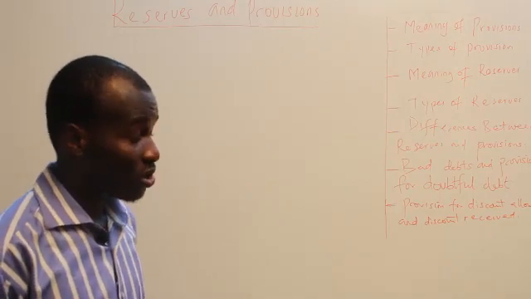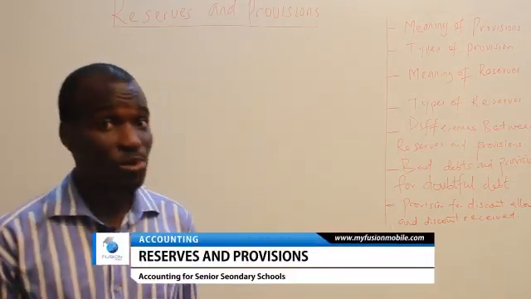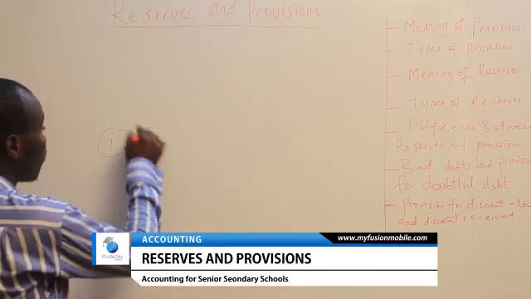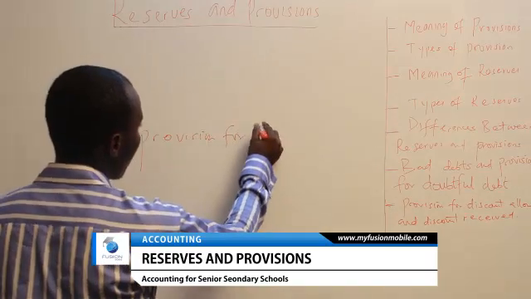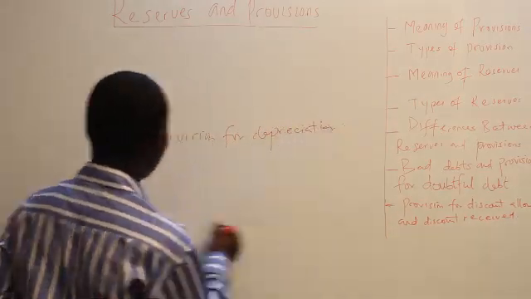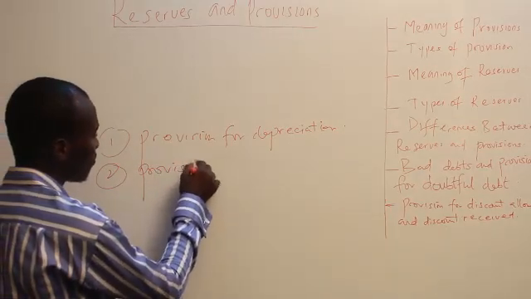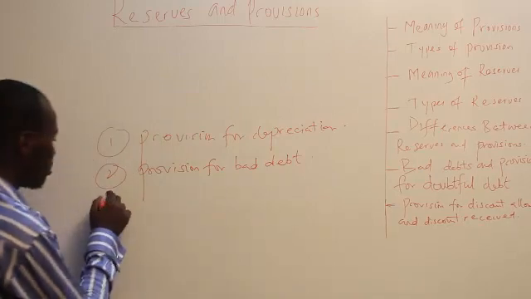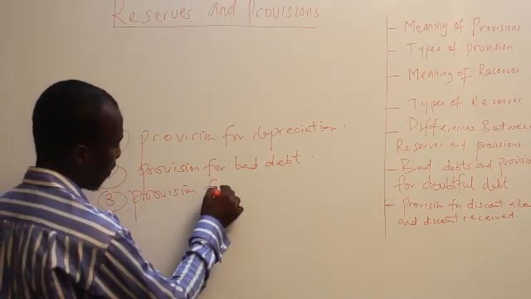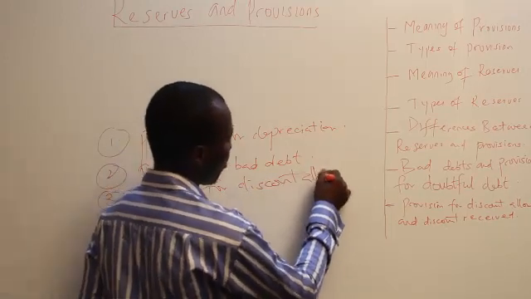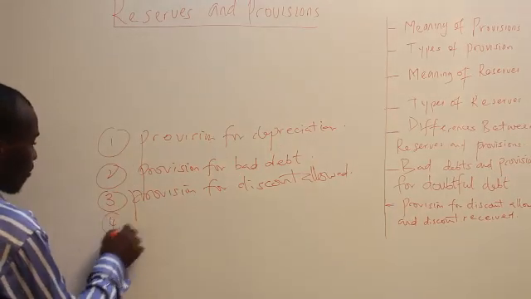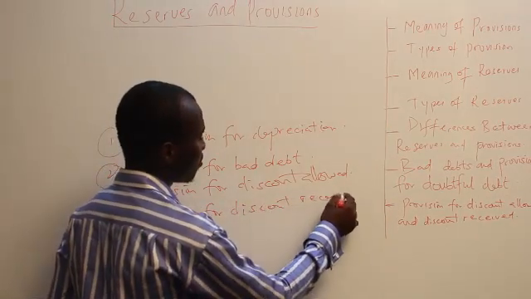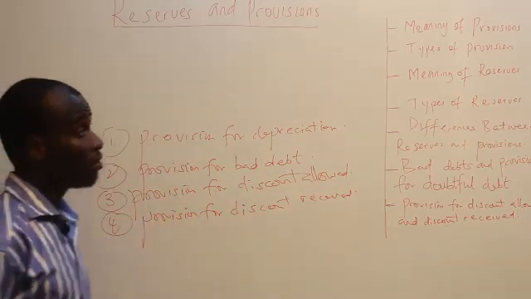Okay, we have the types of provisions. I said earlier, provisions are made against profits in order to meet some certain amount of liability, loss or commitment in the future. So types of provision: we have the provision for depreciation, we also have provision for bad debt, and we have provision for discount allowed. Provision can be made on discount to be allowed to the debtors. And four, we have provision for discount received. These are the types of provision we have in the books of account.